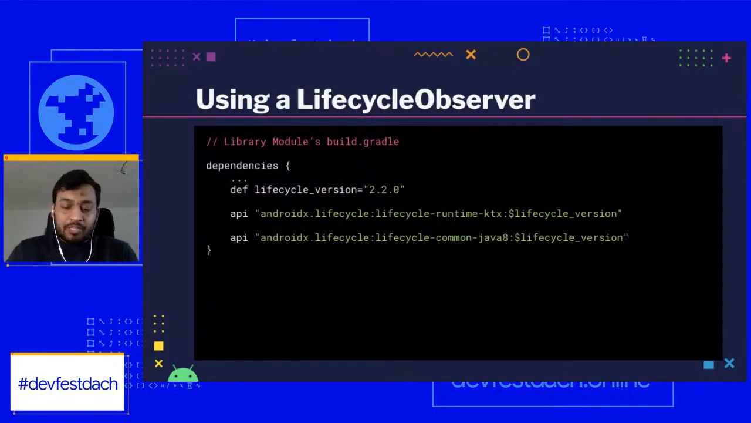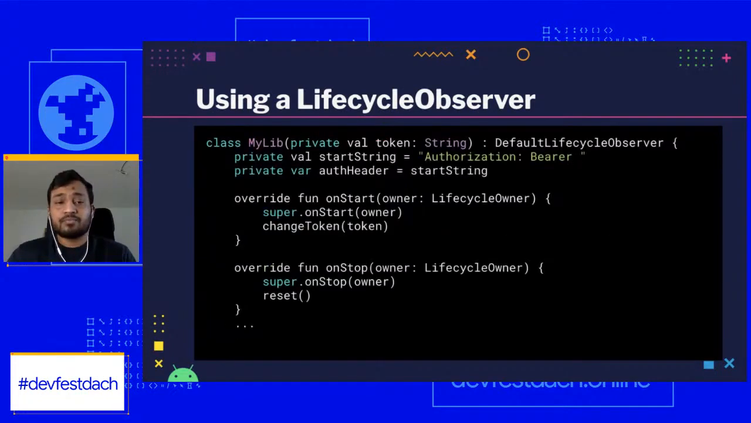The third way of initializing a library, at least in the Android domain, is that you could use a lifecycle observer. When you say lifecycle observer, you need to include some dependencies because you're going to be observing the lifecycle of your lifecycle owner. In this case, it could be an activity or a fragment or something else. So you include the lifecycle runtime KTX and then the lifecycle common Java 8. Both of these allow us to start working with lifecycle classes.